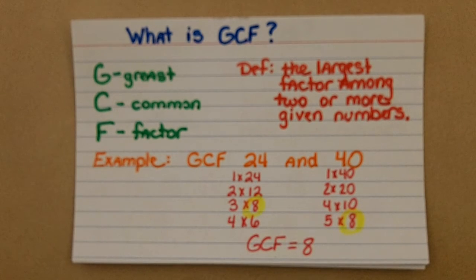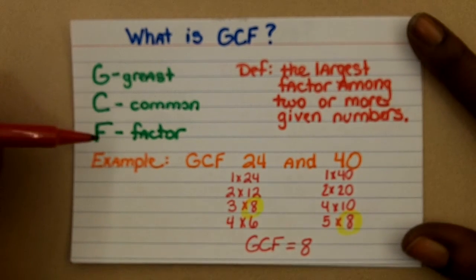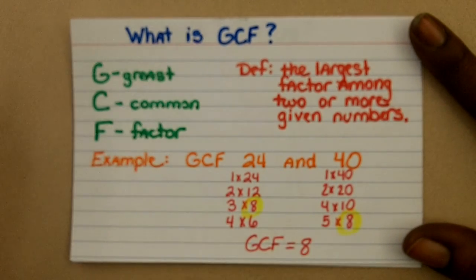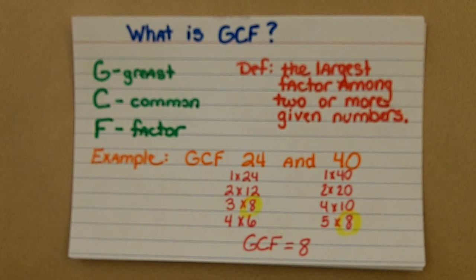Hello, today we're going to talk about using prime factorization to find GCF and LCM. But first, let's talk about what GCF means. GCF, or greatest common factor, by definition, is the largest factor among two or more given numbers.